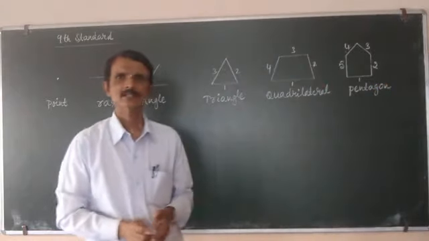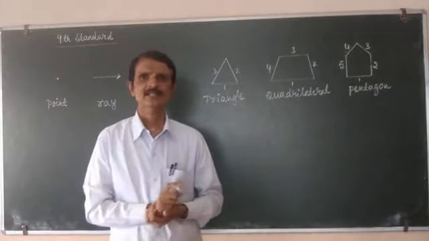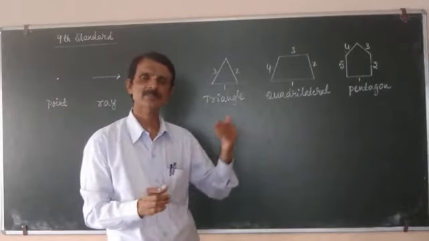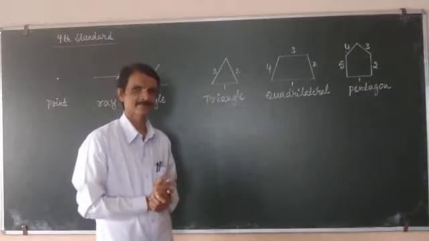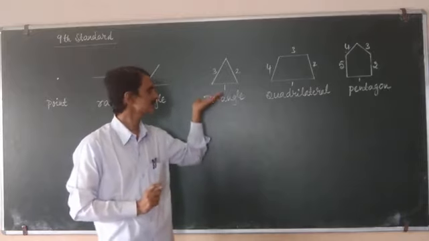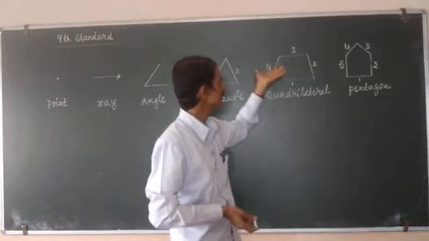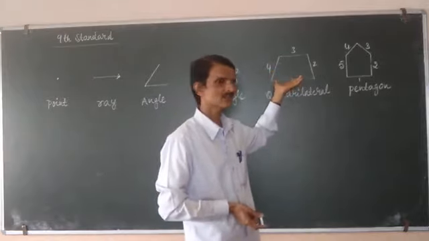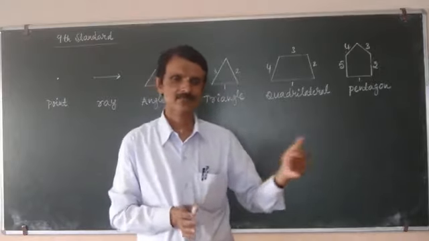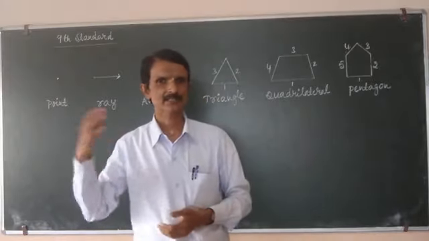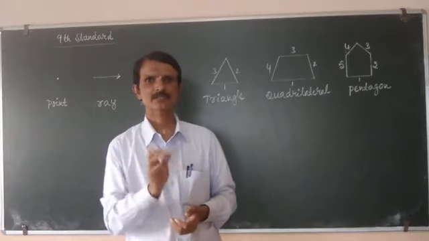So similarly, students, we name the given plane figure on the basis of the sides it contains. If a plane figure consists of three sides, it is called a triangle. If it consists of four sides, it is called a quadrilateral. If it contains five sides, it is called a pentagon. If it contains six sides, it is called a hexagon, and so on, which you have already studied.